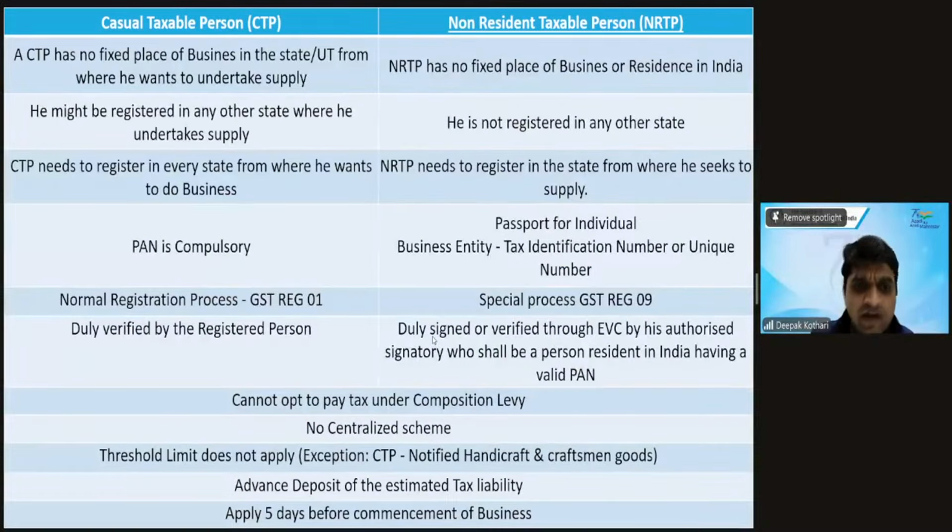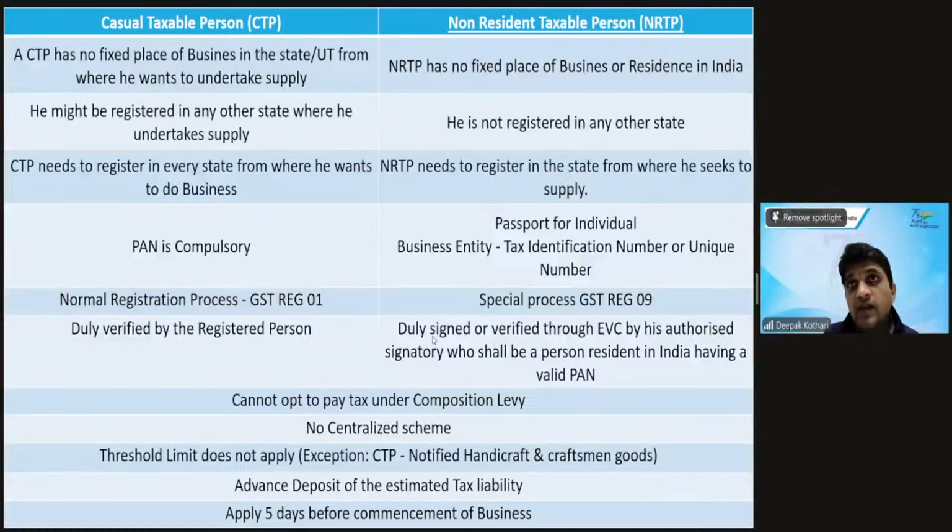Okay. You're not having a fixed place of business, so there's no turnover limit. Even if you don't make sales, to start your business, you have to take registration beforehand itself. PAN is definitely necessary, and you should apply 5 days before commencement of the business. They will give you a registration. The limit is for 3 months.